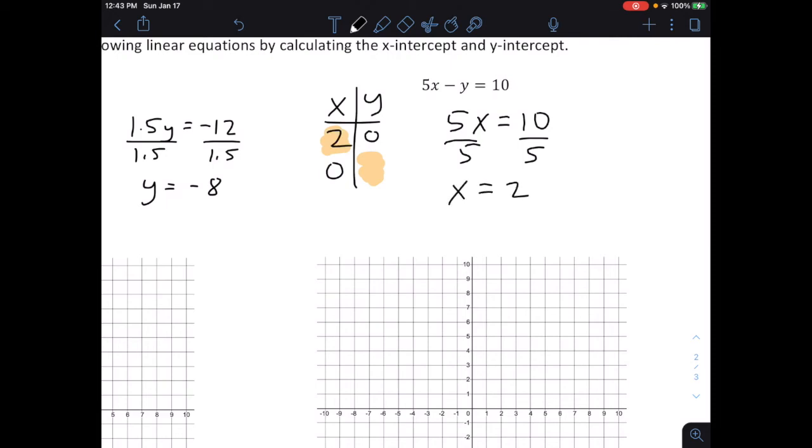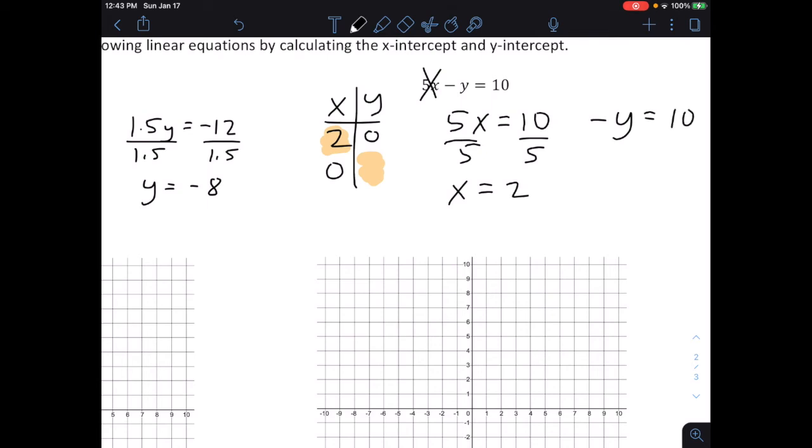So I can plug a 2 in there. And then for the second one, where we have x is equal to 0, that x term goes away. And the one thing that a lot of people are going to forget is that it's minus y. So that means it's a negative y. So I'm going to have to write negative y equals 10.